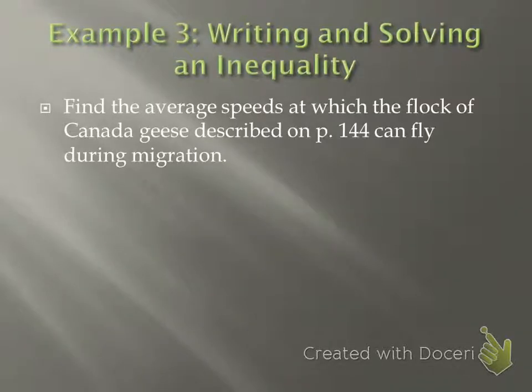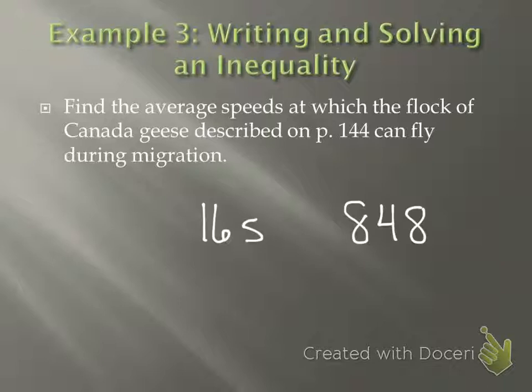All right, now example 3. In example 3, it gives me a geese example. All right, so let's just go with it. It says some flocks of Canada geese can fly nonstop for up to 16 hours. In this time, a flock can migrate as far as 848 miles. So what it wants to know is, what are the average speeds? Okay, well, we know 848 miles is our total. All right, we know that we're multiplying a maximum of 16 hours times we don't know what kind of speed.